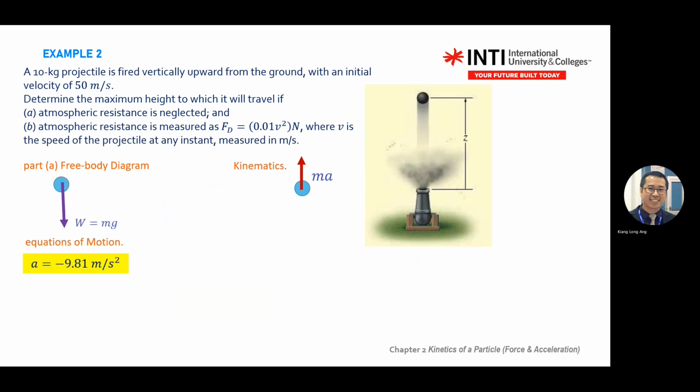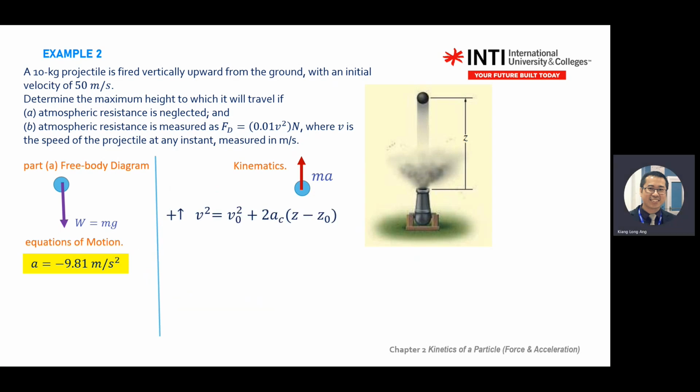So you have your A, then go to your kinematics diagram. In kinematics, there is one equation that deals with position: v squared equals v naught squared plus 2a times the change of position. You know your final velocity, right? What is the velocity at the highest point? It is 0. Although it's not mentioned here, by logic you should know.